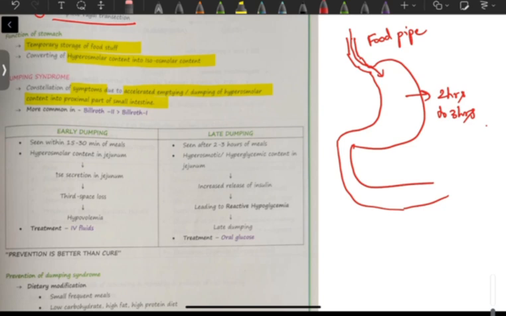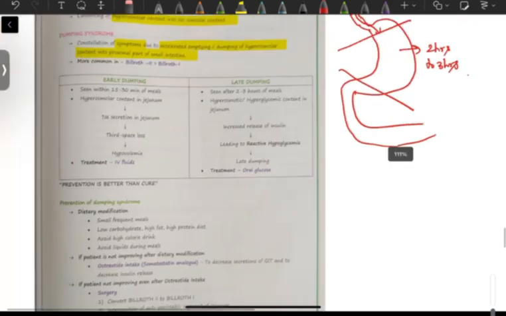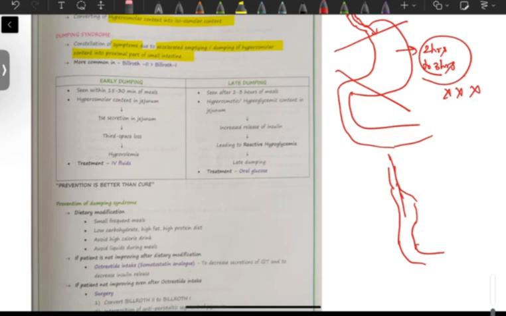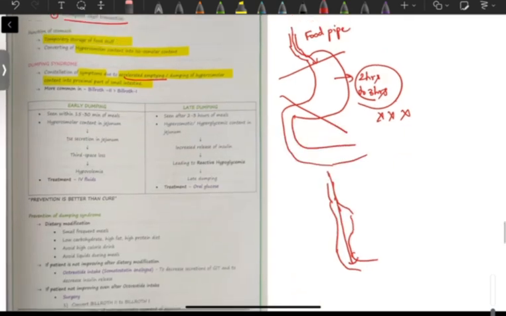Usually the food stays for 2 to 3 hours and digestion occurs. But we have done gastrectomy. Okay, we have removed the stomach. So now the esophagus is connecting to the duodenum, because of which there is accelerated emptying, and this food, whatever we were taking, is hyperosmolar.